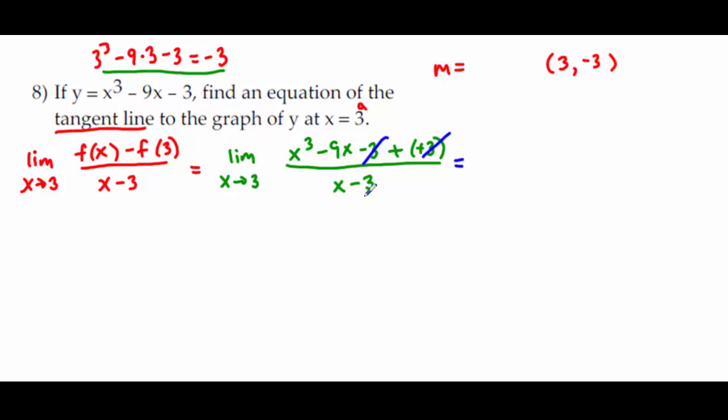My goal is to try to cancel out the x minus 3, but as always, I need to factor to be able to do that. So the first thing I want to do when I factor x cubed minus 9x, which is all that's left on top, is I'm going to say those have an x in common. So let me take out that x. So that gets us a little bit closer, but we still don't have anything we can cancel out. So my next step is going to be to try to factor x squared minus 9.